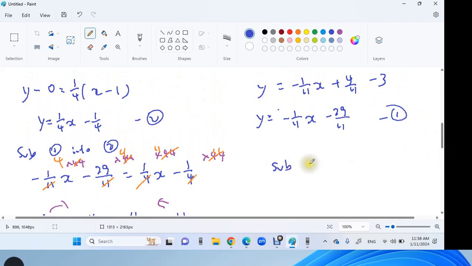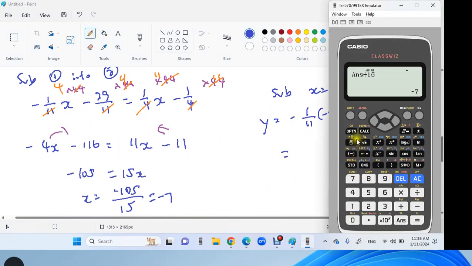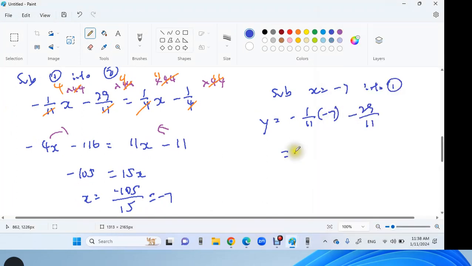Then we sub x equals negative 7 into equation 1. y equals negative 1 over 11 times negative 7 minus 29 over 11. So we have 7 over 11 and then minus 29 over 11, then it will become negative 2. Okay, so C is (-7, -2).